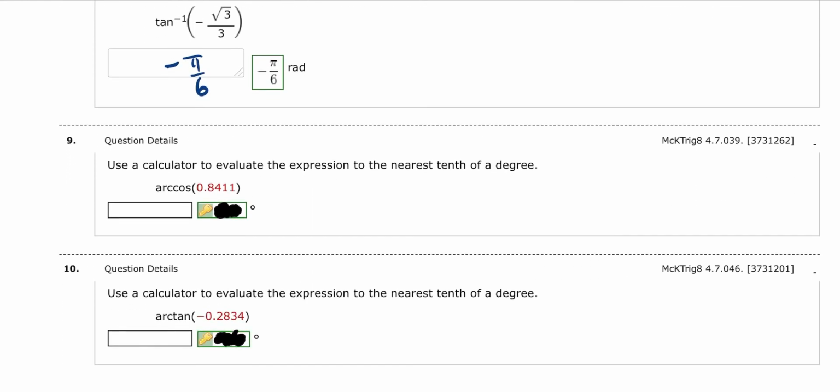For this one, we need to use our calculator. So if you do inverse cosine of 0.8411, you should get 32.7 degrees. And if you do the arctan or inverse tan of negative 0.2834, you should get negative 15.8.